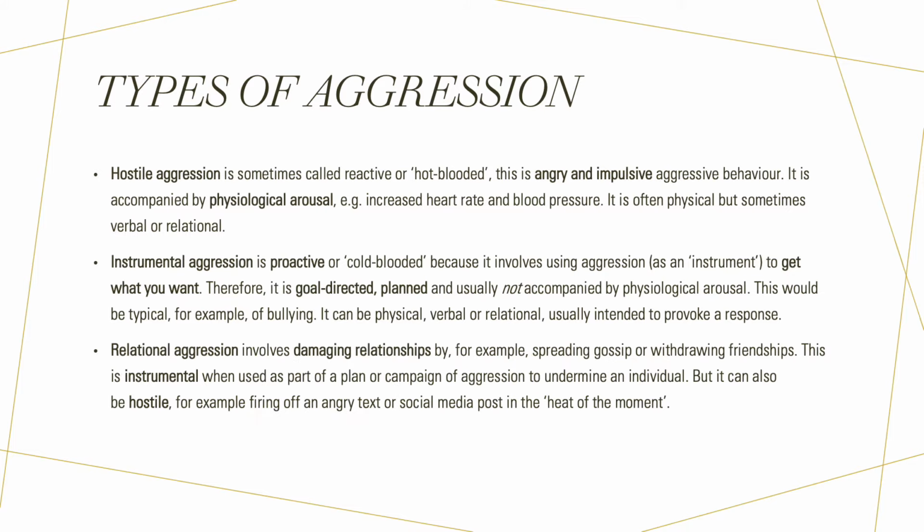And then we have relational aggression, and we can remember relational aggression because it's all about relationships and it's all about damaging the relationships that we have. An example of relational aggression might be spreading gossip about someone or withdrawing from friendships. This relational aggression can be either instrumental or hostile. It's instrumental because sometimes it is goal-directed or planned, and it might be part of a plan to undermine someone who might have offended you. But it can also be hostile, so it can be angry and impulsive, like firing off an angry text or social media post in the heat of the moment.